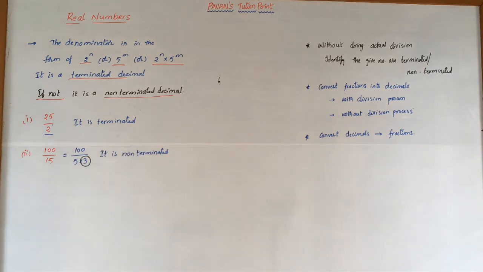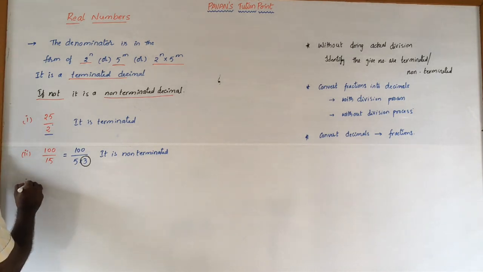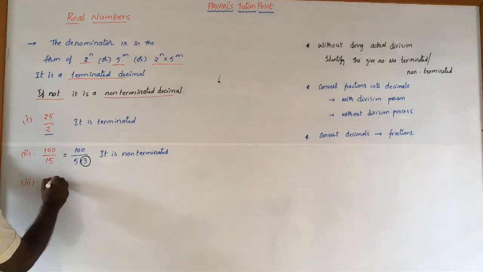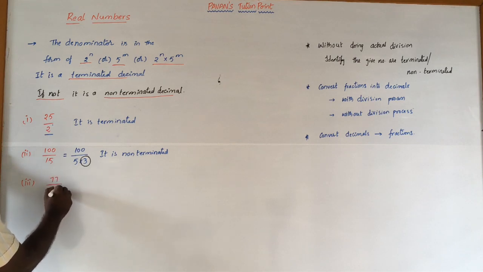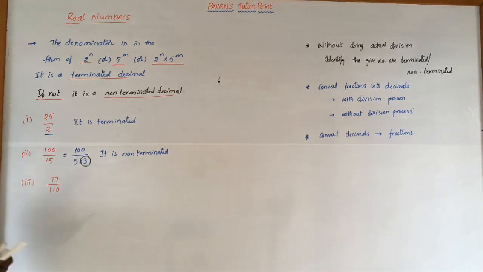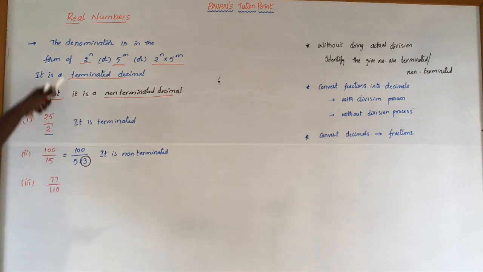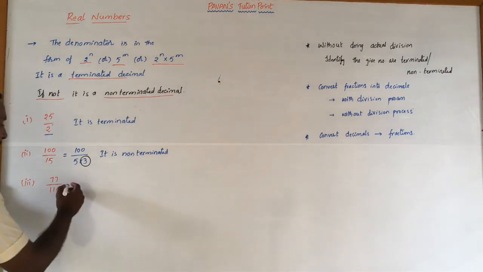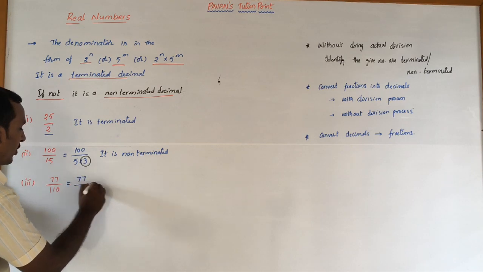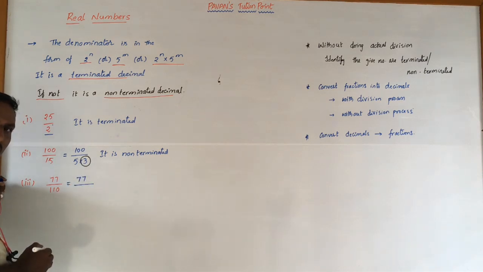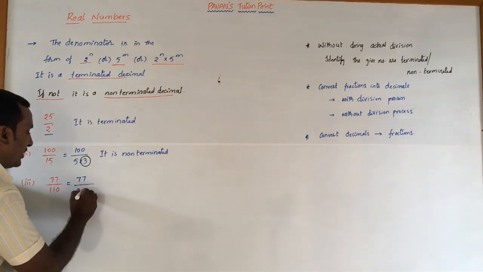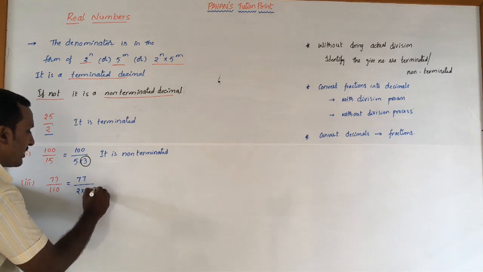Now I am going to write one more. Somewhat a typical problem, not difficult. 77 by 110. They give it with a bit of a twist. I told you a simple logic, so they give it with a twist. So you have to factorize the denominator first. Here you get 2 into 5 into 11.